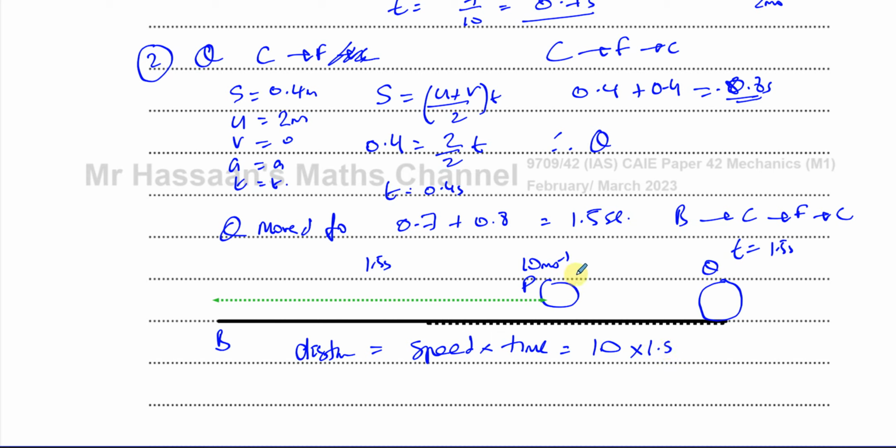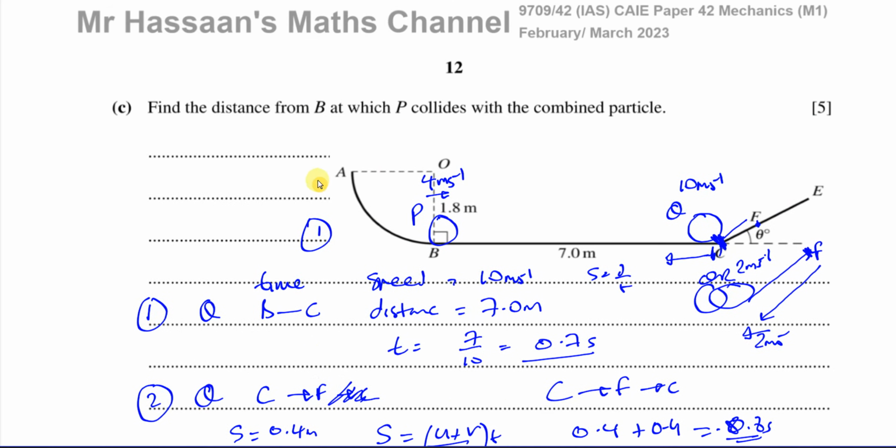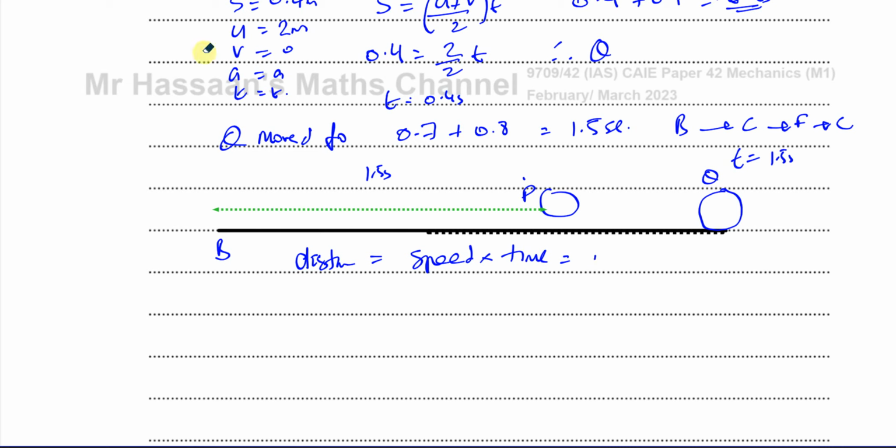Sorry, the speed is not 10. My bad. Remember, the speed of Q was 10 when it was moving, but P hit Q and P went off at 4. So sorry about that. The speed of P is actually 4. It's been moving at 4 meters per second. So it's 4 times 1.5, which is 6 meters. So from B to this point, it's moved 6 meters.